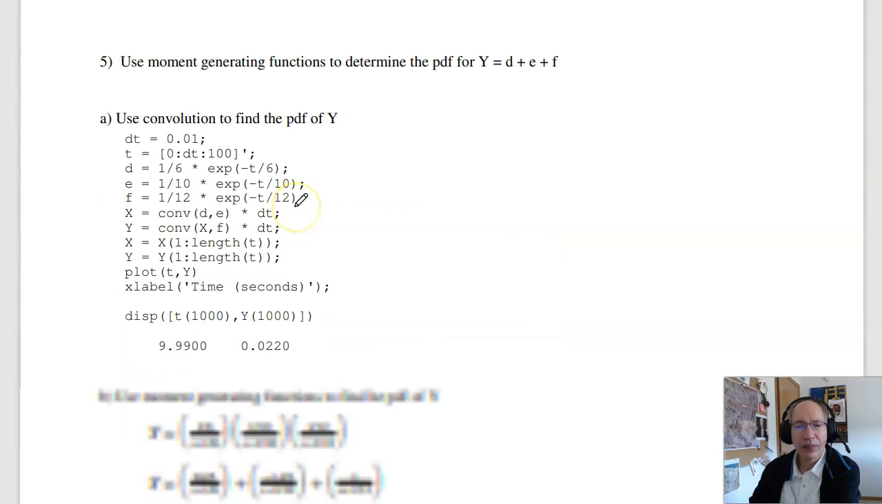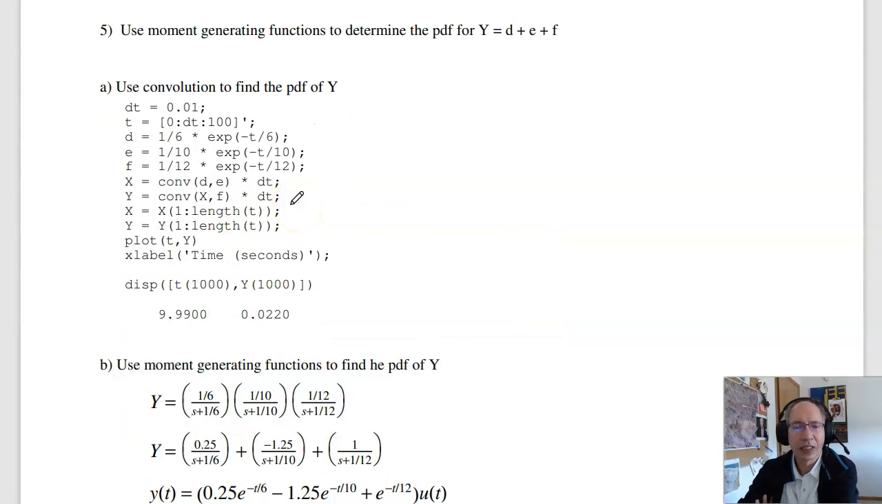Problem 5 then is what happens when I convolve 3 exponential distributions? Well, in MATLAB, that's not a problem. Just convolve D and E to get X. Convolve X with F to get Y, and you're done.